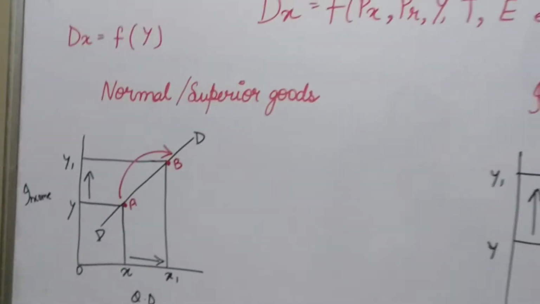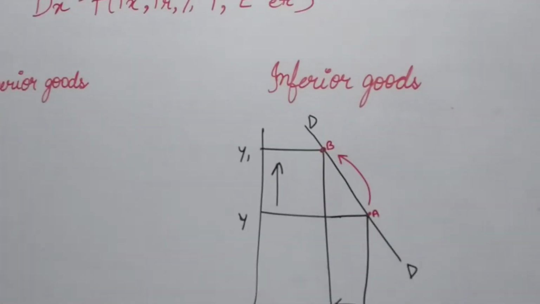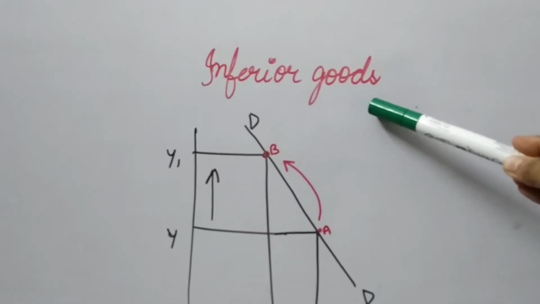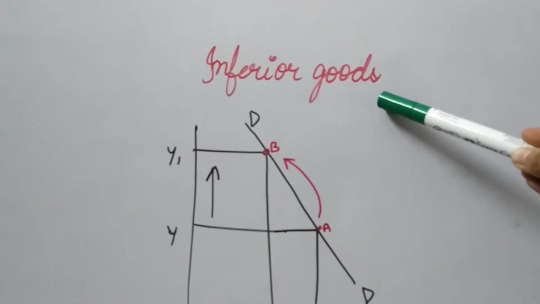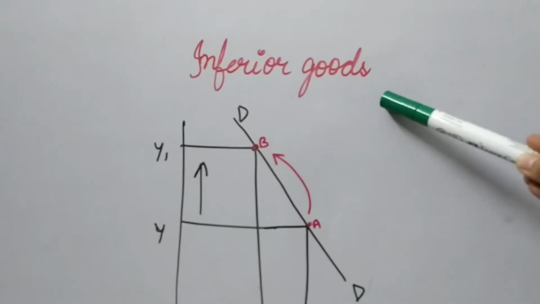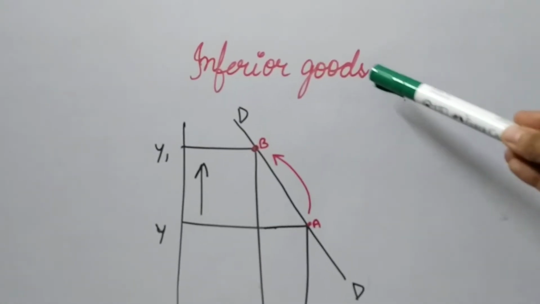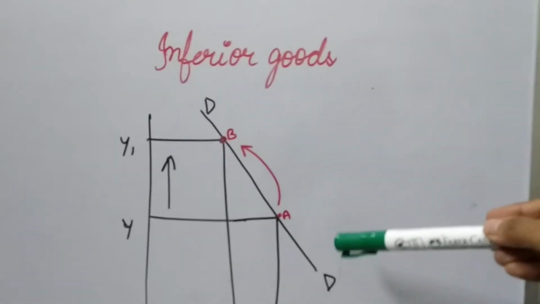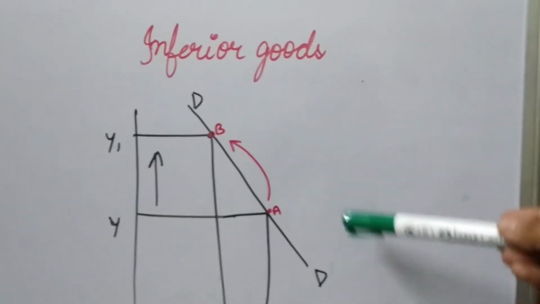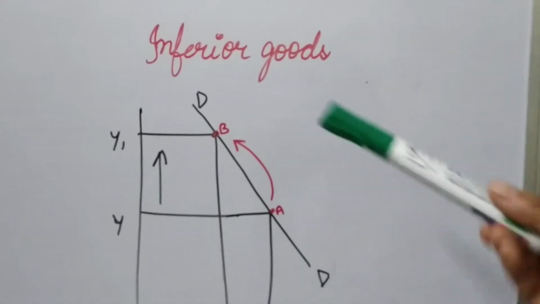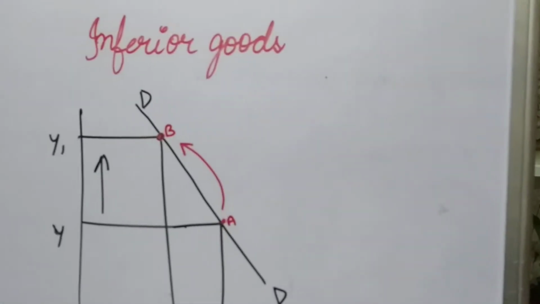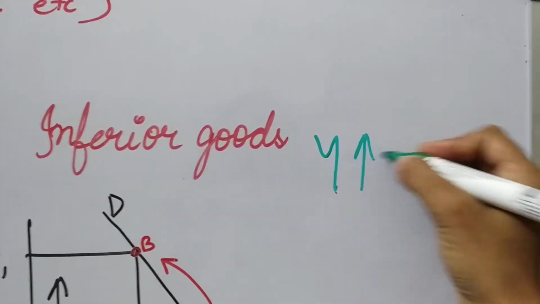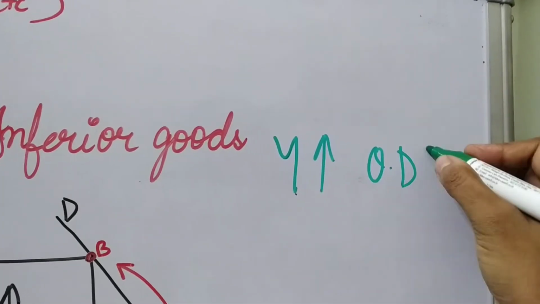Now, income also affects another type of goods, that is inferior goods. Inferior goods are those goods which are consumed by the consumer due to the lack of income. So for this type of goods, the demand curve slopes downward, the shape of the demand curve is negative. The reason is that when the income of the consumer increases, he will reduce the consumption of the inferior good.